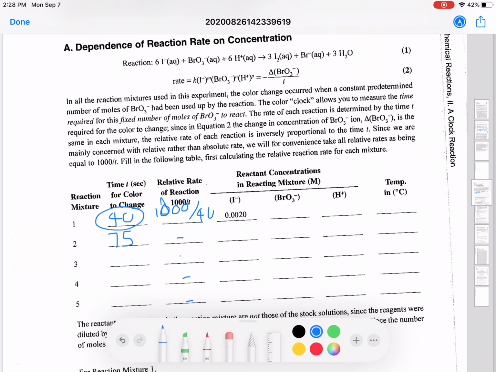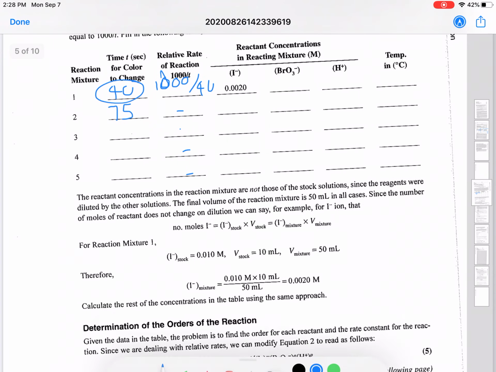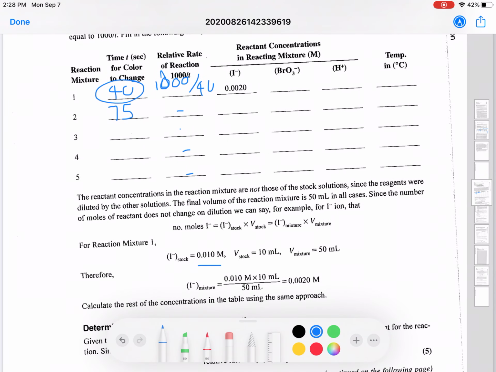Also, you need to find out what the reactant concentrations are in your 50 milliliter sample. To do that, you can use this dilution equation. We know that M1V1 equals M2V2. So the initial concentration of the stock solution is 0.01. Okay, it's given to us in our table, 0.01. And then how much are we taking from our stock solution? For the first reaction mixture, you take 10 milliliters. And then the total volume, once you mix the flask 1 and flask 2 contents, is going to be 50 milliliters.